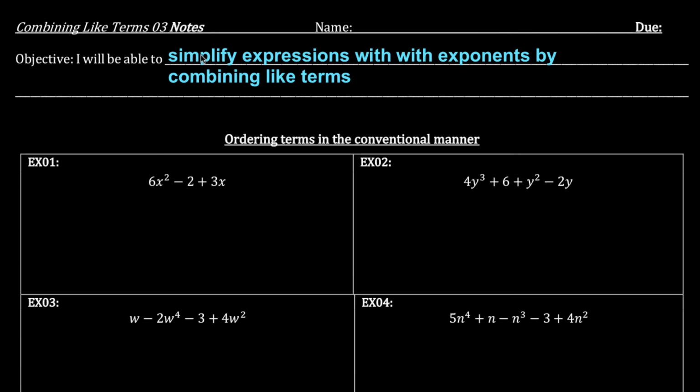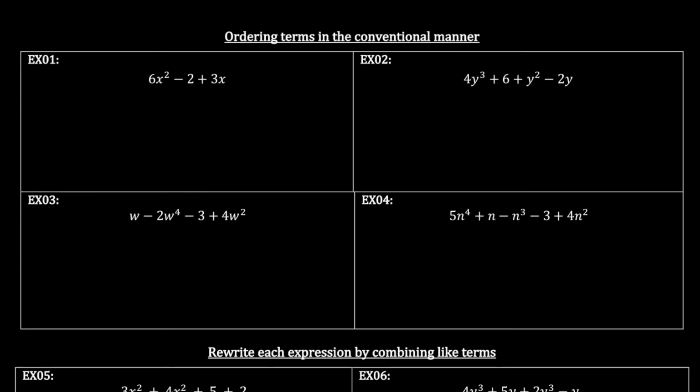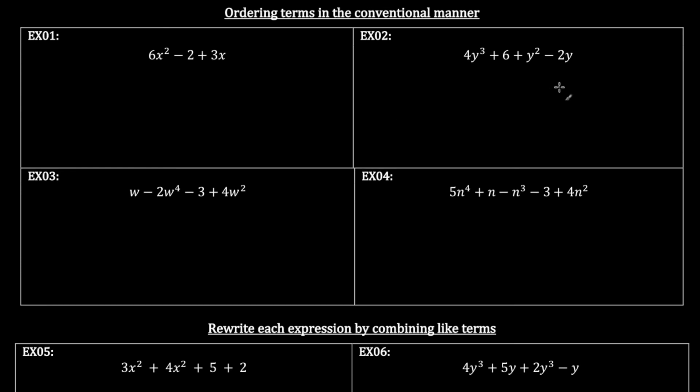In this lesson, we are going to simplify expressions once again with exponents, by combining like terms. So we're still combining like terms. But this time, if you notice, these expressions have exponents in them. So let's go ahead and in these first four examples, let's just order the terms in the correct order.